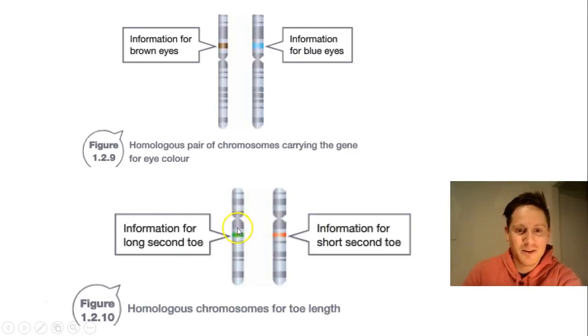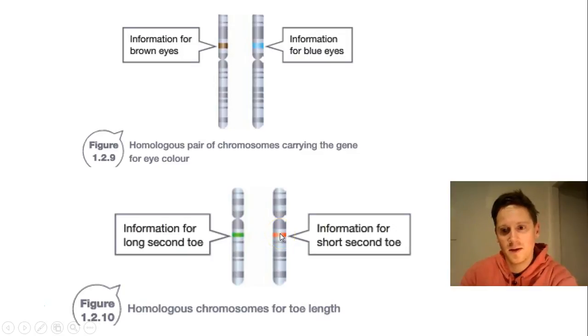Anyway, we've got different information here too. This one's saying long second toe, this one's saying short second toe. So what will it be? Is it going to be short? Is it going to be long? Is it going to be a combination of the two?